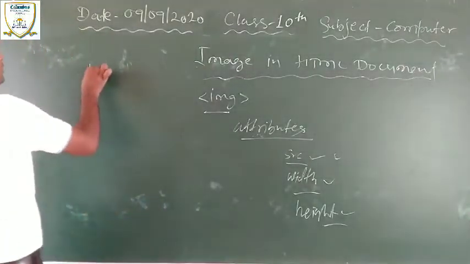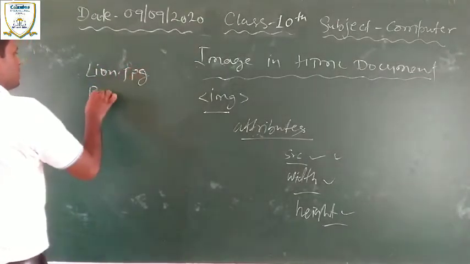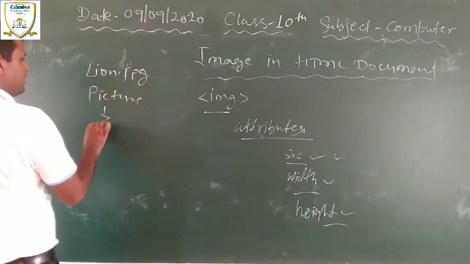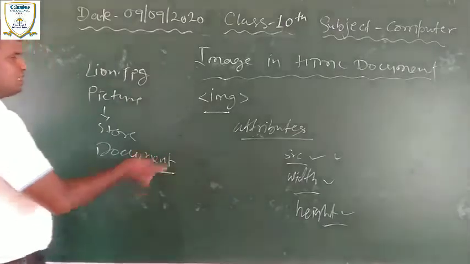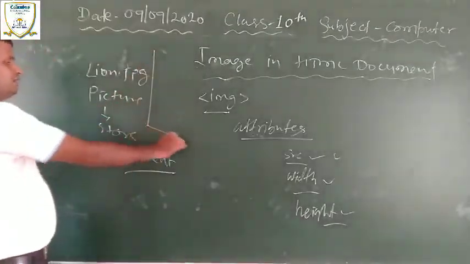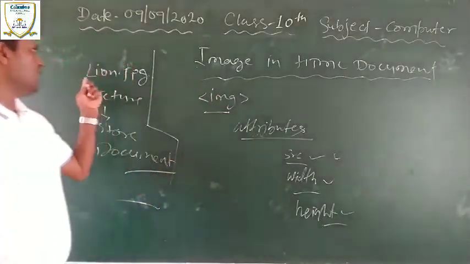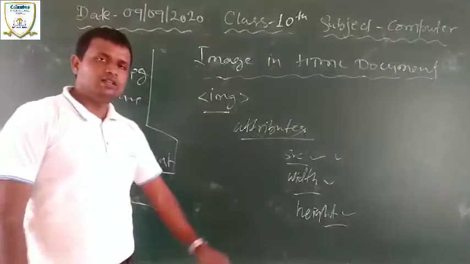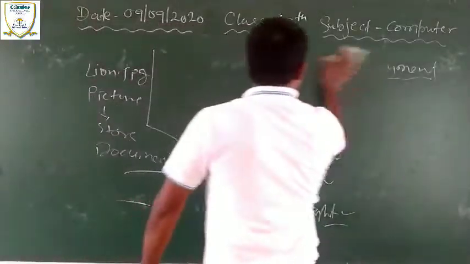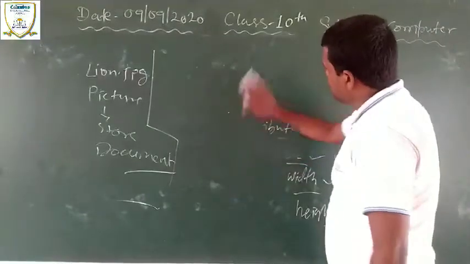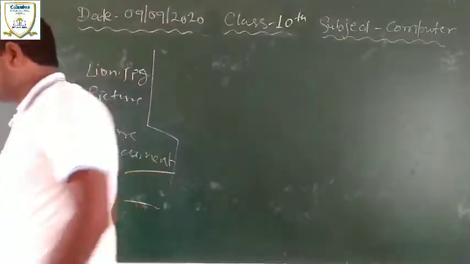Suppose a lion. Lion.jpg is a picture, and that picture is stored in a document. So let me start to create an HTML document on it. Everyone listen carefully to how you write the HTML code to insert the lion.jpg picture in the document. Note it, because when I write on the green board, you have to note it down in your clear notebook.